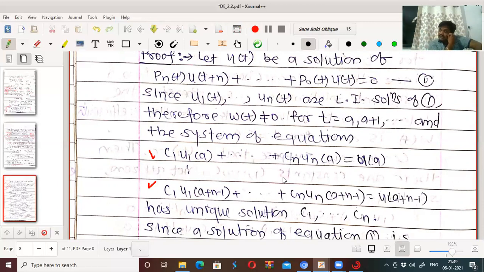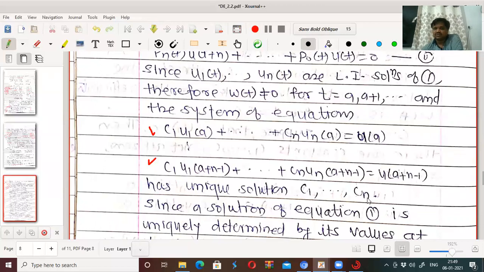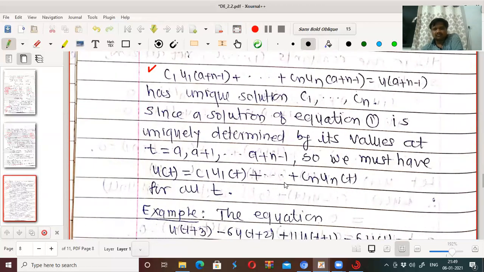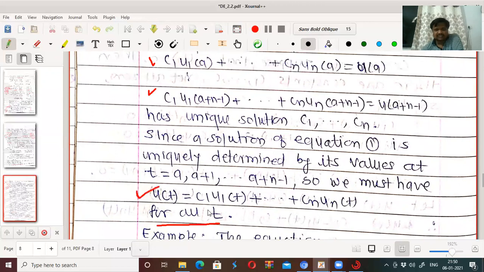While if the system is non-homogeneous and the determinant of coefficients is not equal to 0, then that system has a unique solution c1 up to cn. So this is a system of n equations in n variables, and the variables are c1 up to cn. So it must have a unique solution c1 up to cn. Since the solution of equation 1 is uniquely determined by its values at t equal to a, a plus 1 up to a plus n minus 1, we must have u(t) = c1 u1(t) + up to cn un(t) for all values of t. So a unique solution is there.